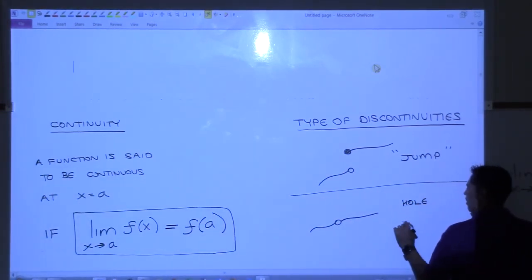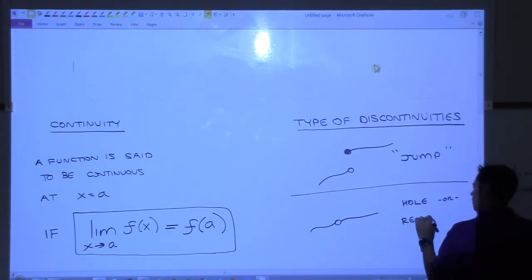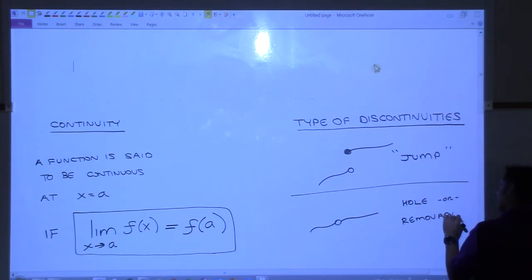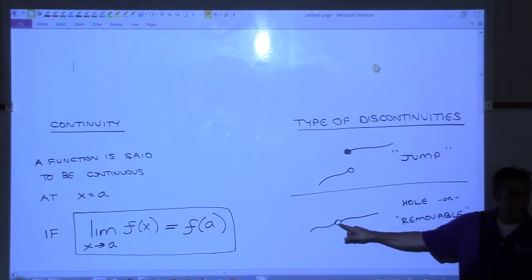or a removable discontinuity. They call it removable. The reason they call it removable is because it would be very easy to fix. What would be the one thing we would have to do to fix this problem? Just close the hole up, right? We could easily plug that.